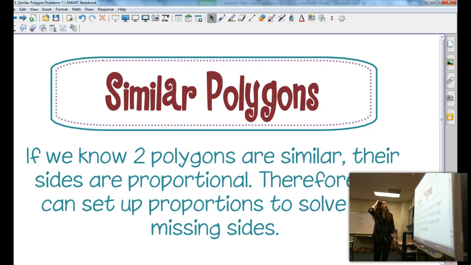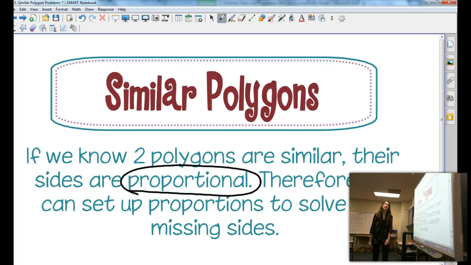If we know two polygons are similar, then their sides are proportional. Therefore, we can set up proportions to solve for the missing sides. So fill in the blanks. Let's get on the right side. Similar and proportional are the first two blanks. Similar, proportional. You can set up proportions to solve for missing sides. Very good. Thank you for following along.